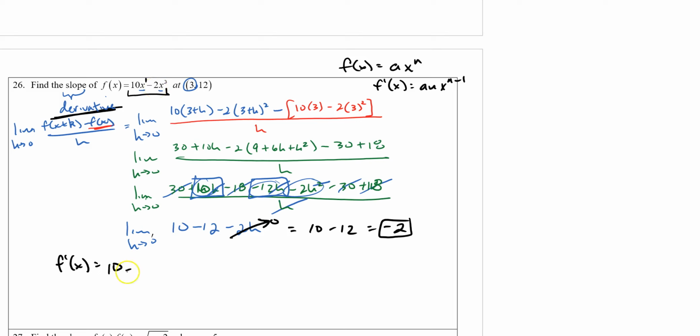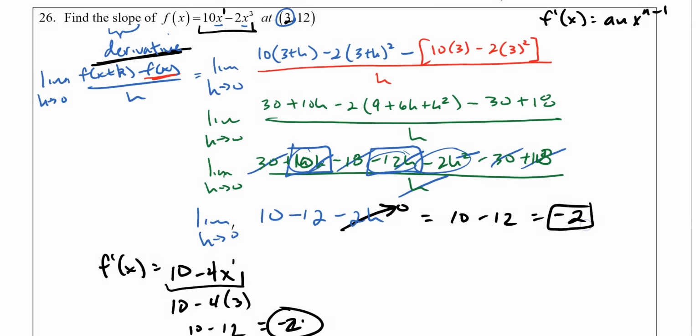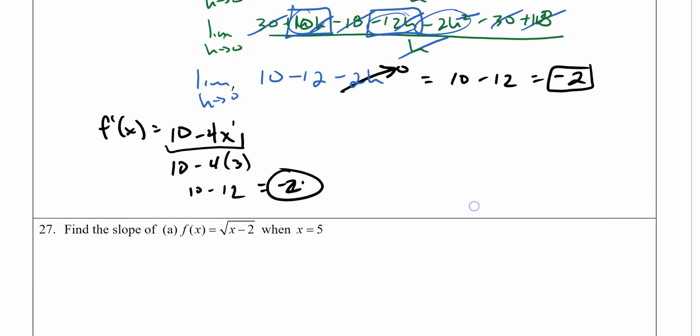-2 times 2 is -4. X to the first now, because I reduced the exponent by 1. So this is my general equation. Now if I plug in a 3, I have 10 minus 4 times 3, which is 10 minus 12, which is -2. So we get the same result either way. It doesn't matter how you do it. Alright, and then the very last problem.